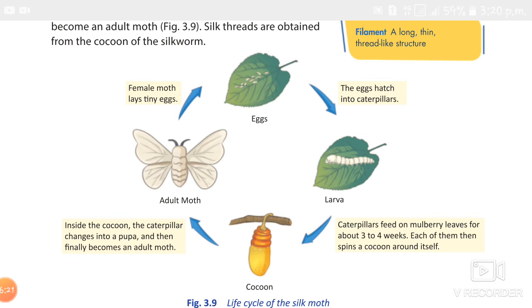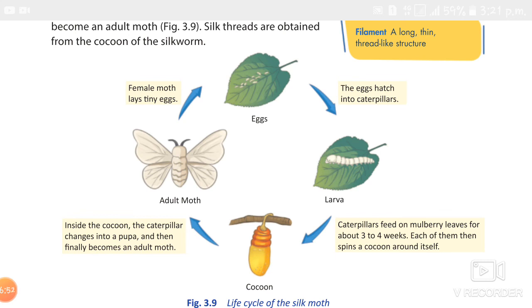Now we have studied the first stage. Now let's move on to the second stage. This stage is called the pupal stage. What's the name of that? The pupal stage. Then the third and final stage is to become an adult moth. After this, the moth cuts the cocoon and comes out of it. It lives for a few days.